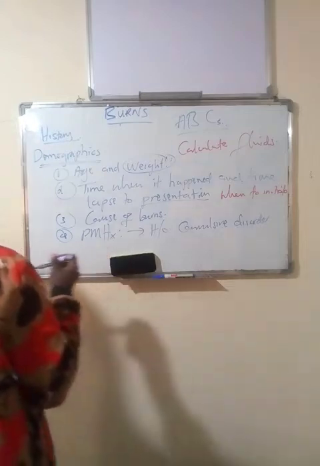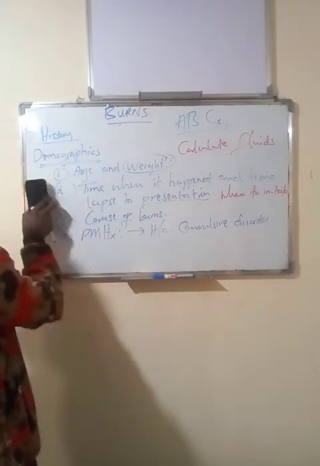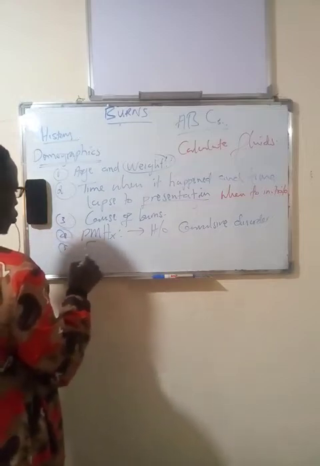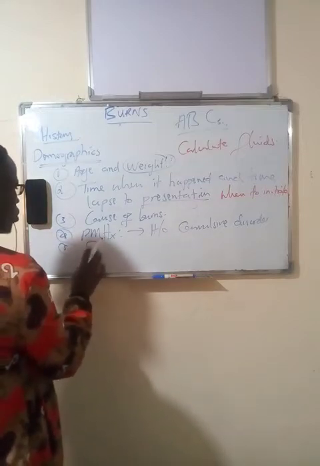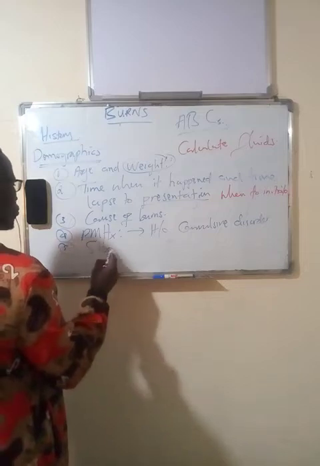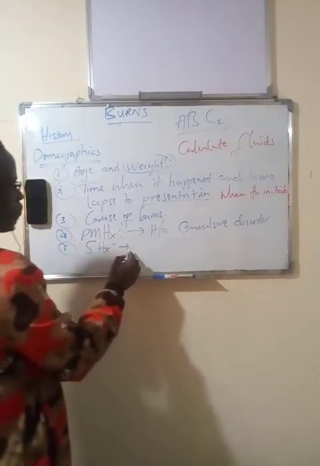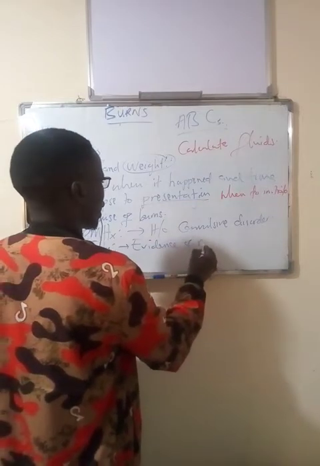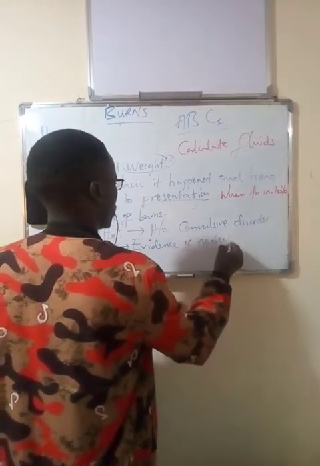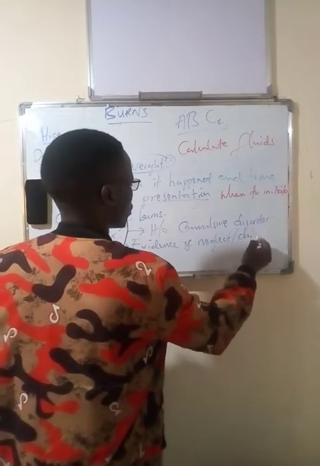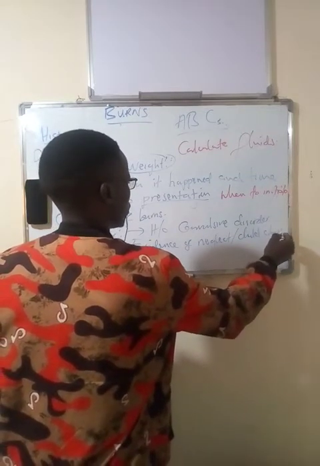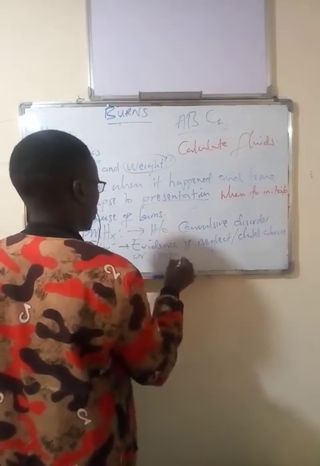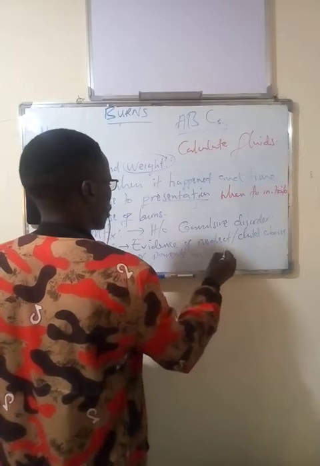The other thing is on social history, and this is very important, especially for child support. Number 5, social history. You need to look out for evidence of neglect or child abuse, or parents with disability.